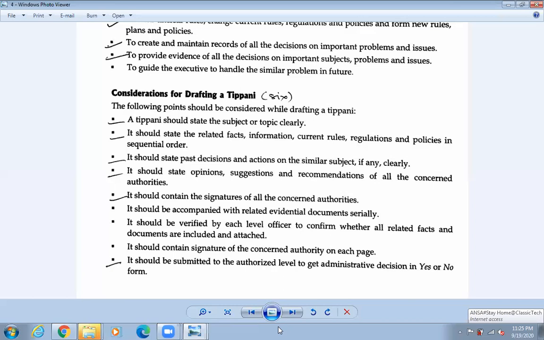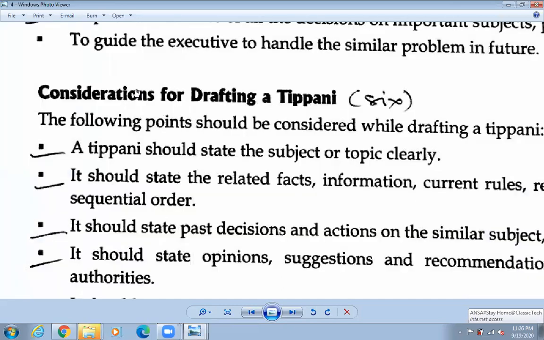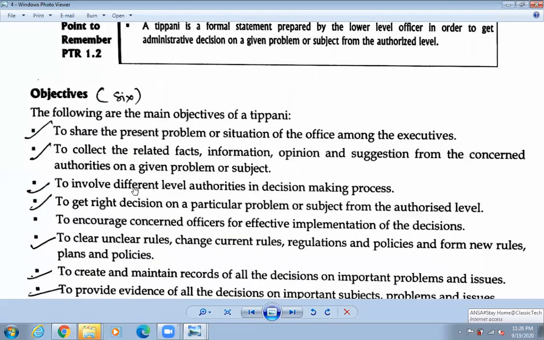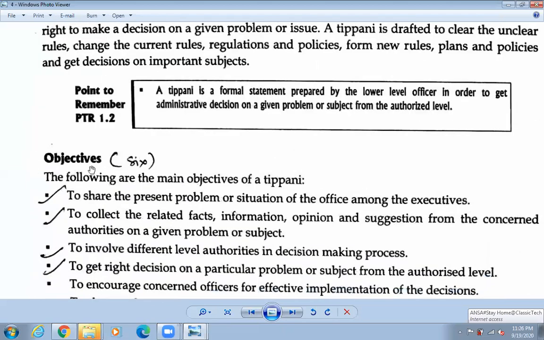Yes, whatever ink pot I need. Once again, the answer may come no, I will not buy it. Okay, so essentially this is the way: lower level, middle level, the upper level, and the process line. What do we call it? We call it tipani. Okay, so this is a letter. So in this way, we need to learn the consideration and the objectives of tipani. So this is very important for your exam point of view.